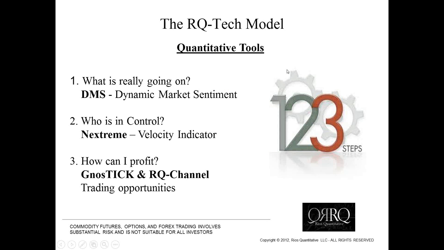What's really going on in our tool, the RQTech, is found in the DMS, the Dynamic Market Sentiment Indicator. You'll see it in a moment. Who's in control? That's the Nextreme Velocity Indicator. It's where the momentum has shifted, or is rolling in and rolling out of. And how can I profit? The two indicators we're going to show and feature today are GnosTICK and RQ channel.